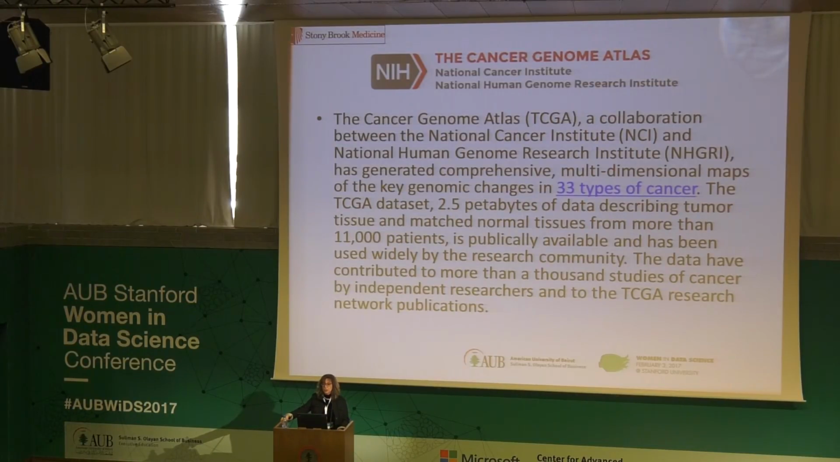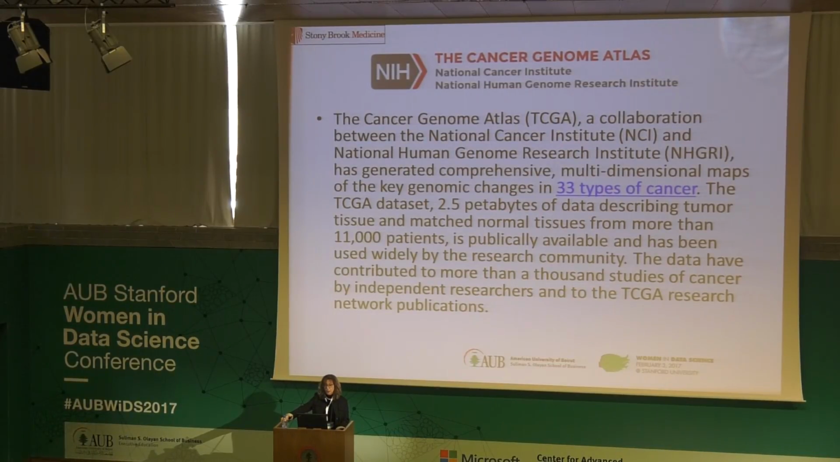But the National Cancer Institute is a branch of the National Institutes of Health. And several years ago, the National Cancer Institute, in collaboration with the National Human Genome Research Institute, started a collaboration which has generated comprehensive, multi-dimensional maps of the key genomic changes in 33 types of cancer. It's called the Cancer Genome Atlas. And basically, TCGA for short, so far has 2.5 petabytes, if not more, of data describing tumor tissue, matched normal tissue, from more than 11,000 patients, and the number is growing.